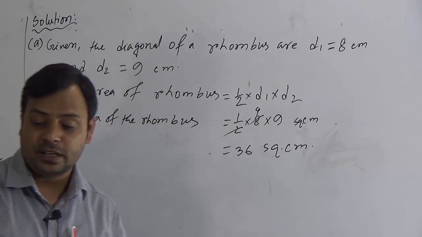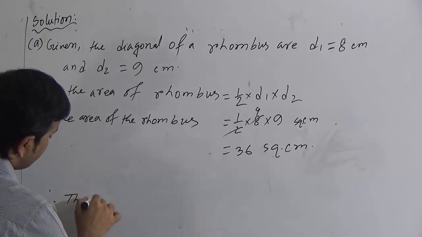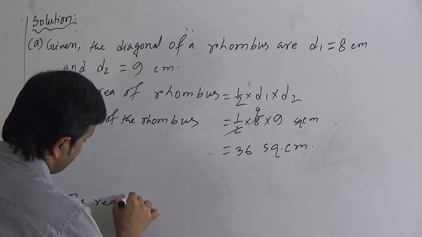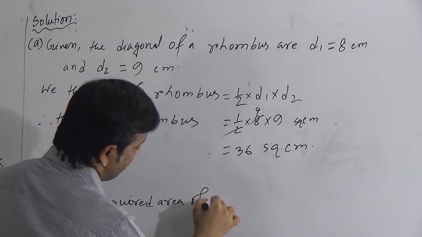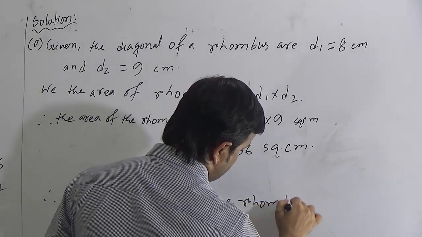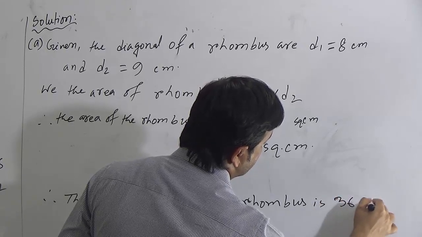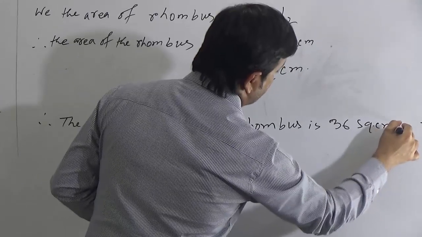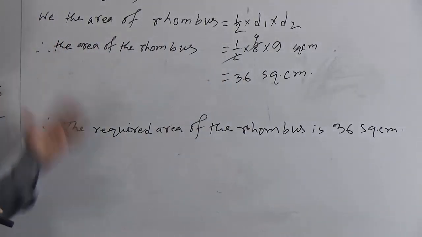Therefore the required area of the rhombus is 36 square centimeter. Okay dear students, so I hope you have understood the solution of question A. Now I will solve question B. So let us see what is question B at first.